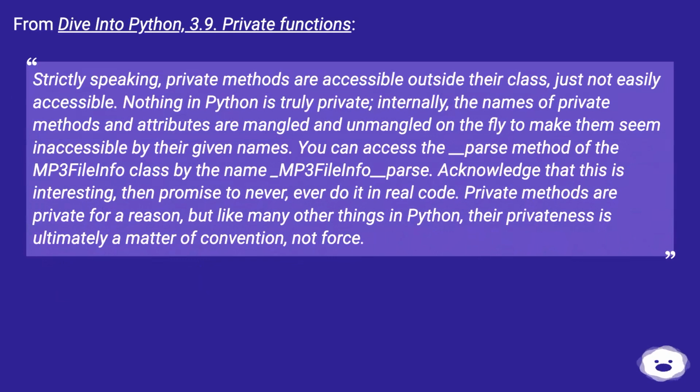From Dive into Python 3.9. Private functions. Strictly speaking, private methods are accessible outside their class, just not easily accessible. Nothing in Python is truly private. Internally, the names of private methods and attributes are mangled and unmangled on the fly to make them seem inaccessible by their given names. You can access the _parse method of the MP3FileInfo class by the name _MP3FileInfo_parse. Acknowledge that this is interesting, then promise to never, ever do it in real code. Private methods are private for a reason, but like many other things in Python, their privateness is ultimately a matter of convention, not force.